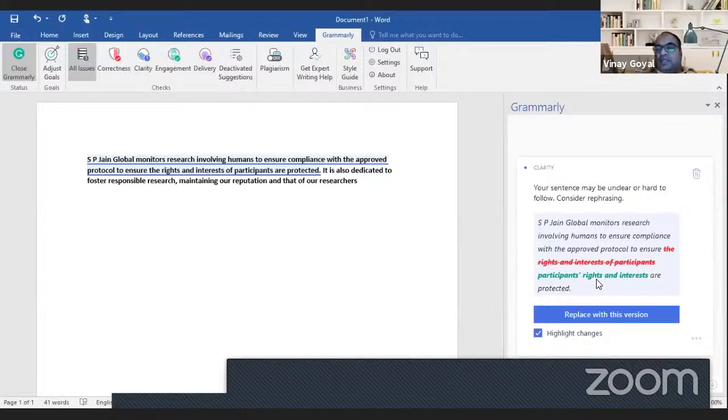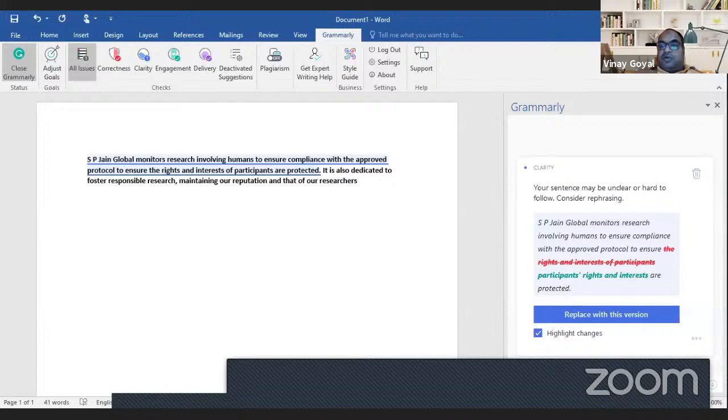There are people who will replace directly. But then it is dangerous because it should not change the meaning of your sentence. So that is where you have to keep in mind. I'm not saying that these softwares are not good. So I replace with this version.